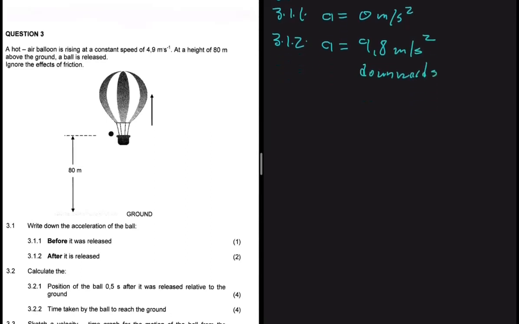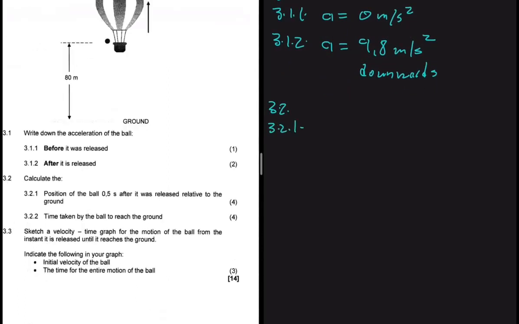And then moving to 3.2 and 3.2.1. Let's calculate the position of the ball 0.5 seconds after it was released relative to the ground. So we want the position of the ball 0.5 seconds after it was released relative to the ground. So let's gather the information we have and see which equation we're going to use, right? So we know fully well that we're looking for delta y, right? And then what do we have? We have delta t, which is equal to 0.5 seconds. And then we also have vi, right?